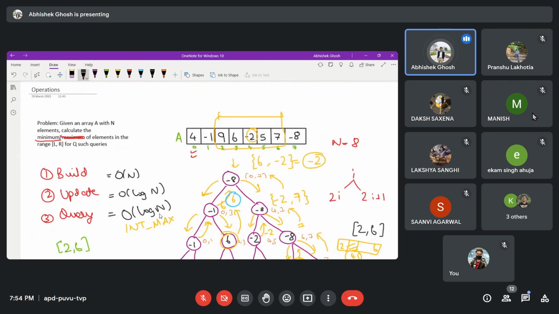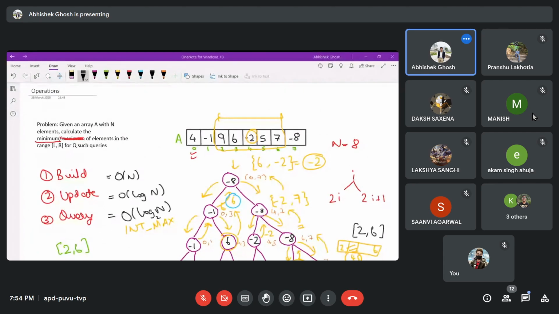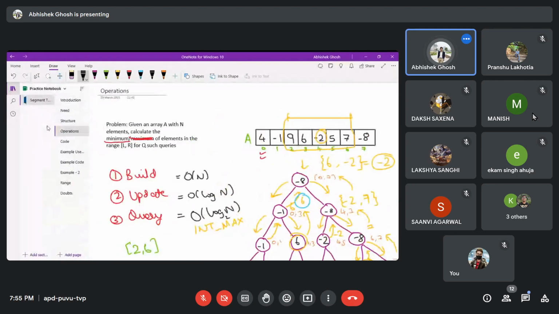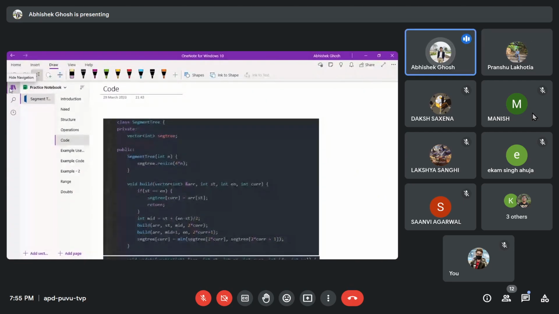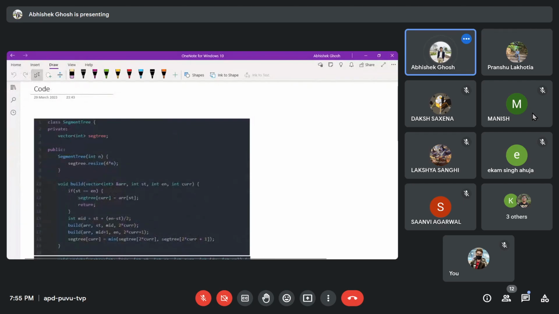Now, any doubt till here? Tanshu, any doubt till here? No, bhaiya, no doubt.